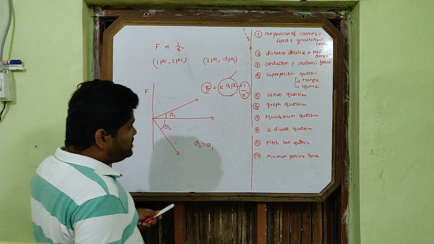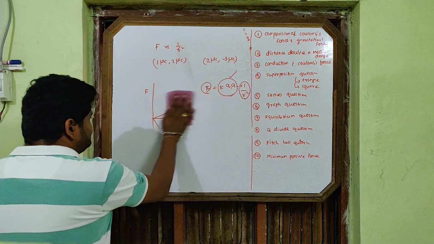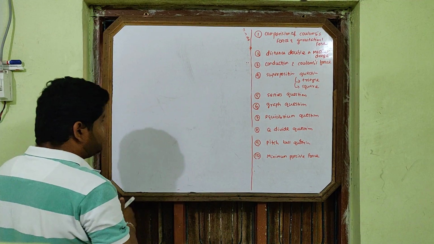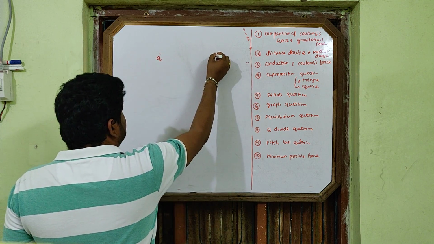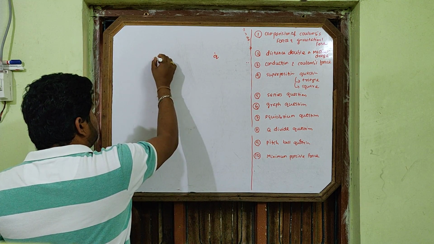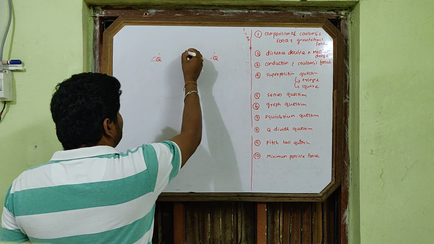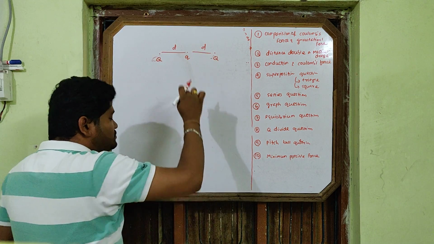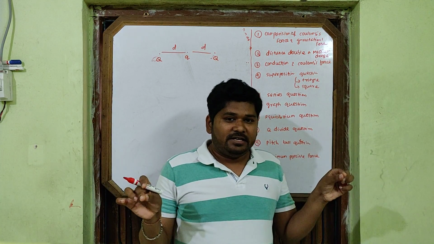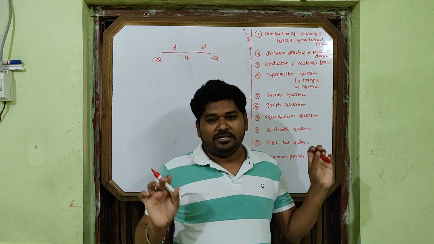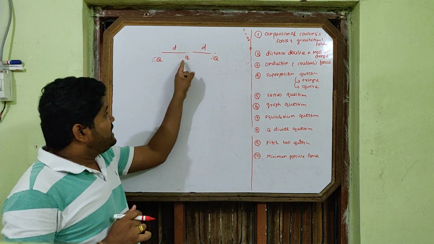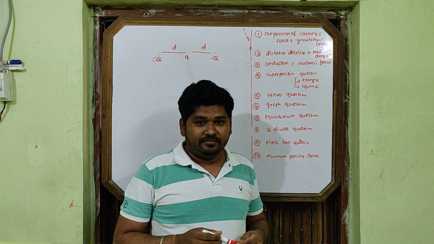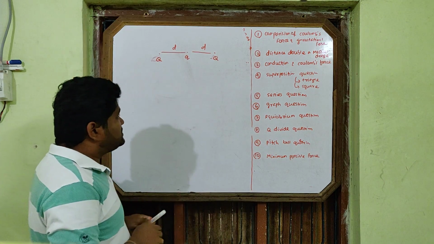So now I will go to the next question, the equilibrium question. What type of question comes from equilibrium? One question is very important here. Capital Q charge is here, and capital Q charge is here, and small q will be here. Distance of separation same. Small q charge is present at the center of two equal capital Q charges. What should be the relation between capital Q and small q if the system is in equilibrium? This is the question. What is the answer?